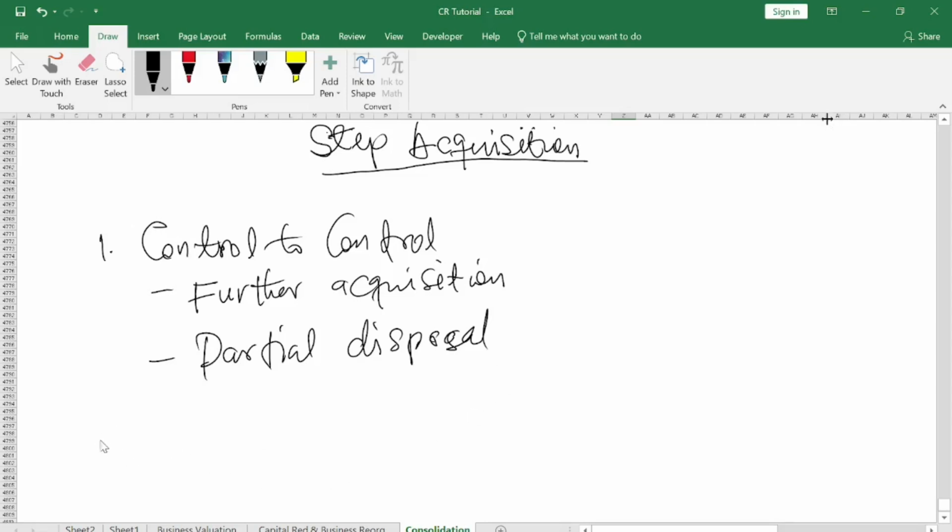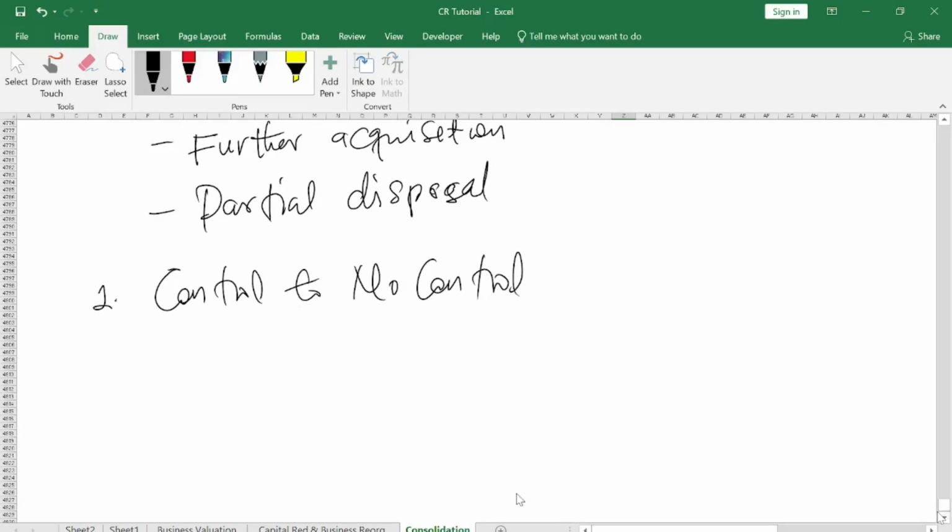Now, the second event that can happen is called control to no control. This event is a situation where the company is a majority shareholder and they decide to sell some of the shares to become an associate. So if the company is holding 80%, they can decide to sell 40% of their equity shareholding. Then they become an associate. That's what is called control to no control. In this case, they cannot do consolidation of accounts.